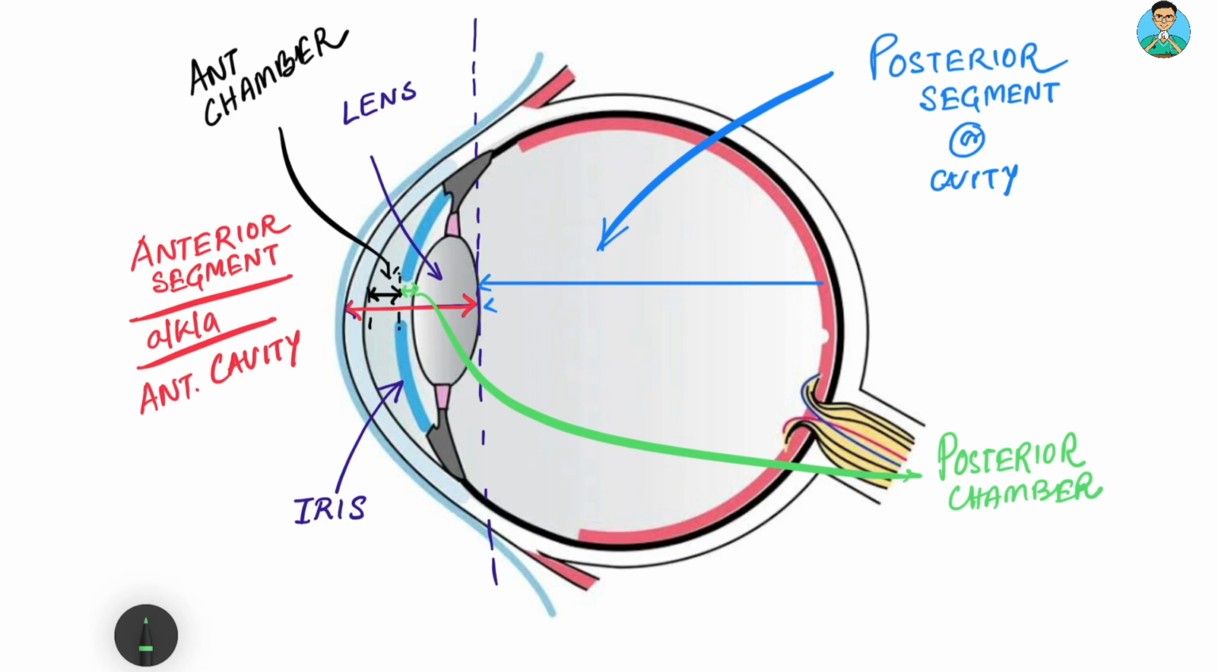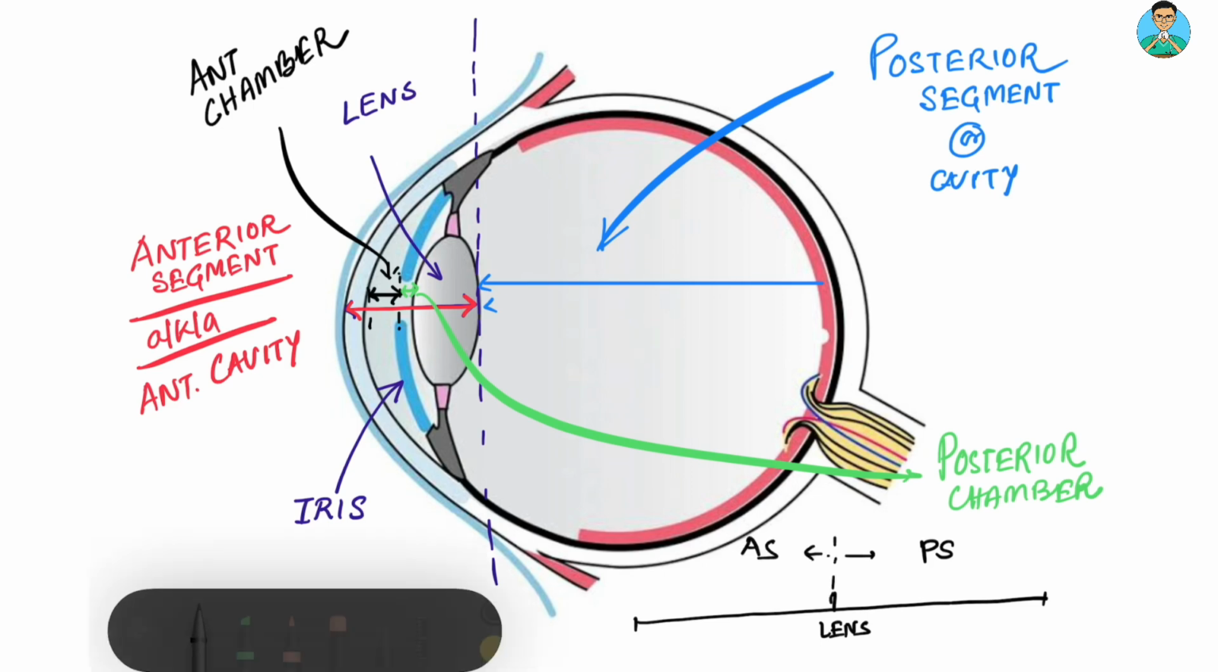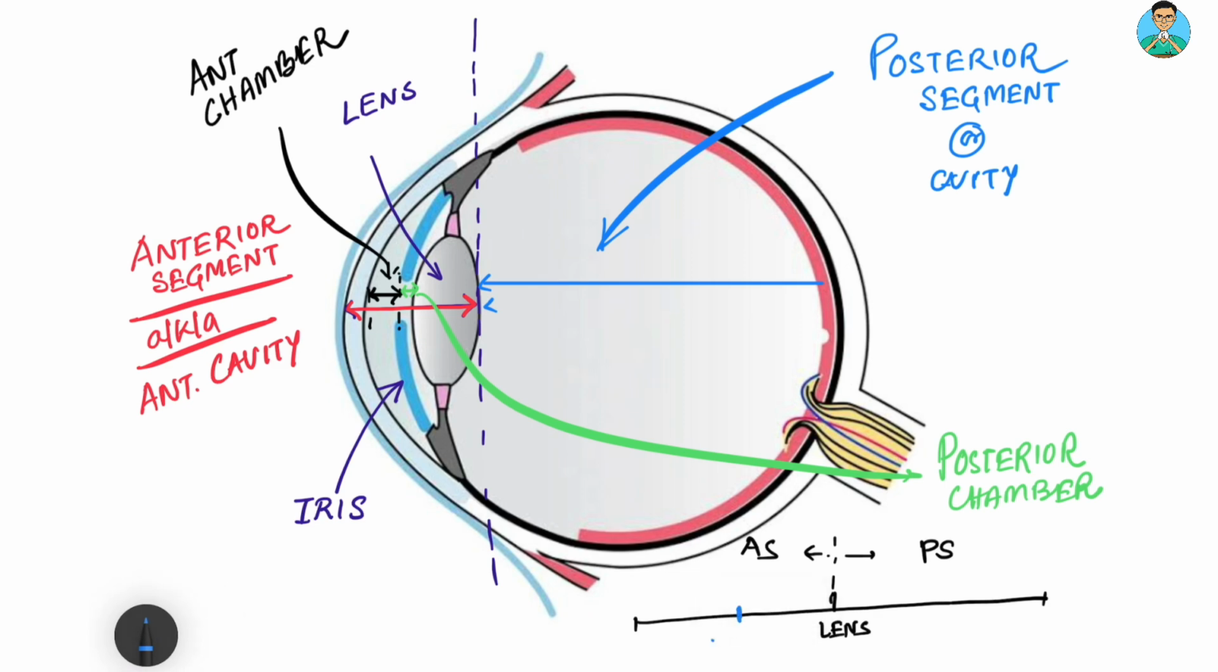Right? So if I try to simplify all this, there is a simple diagram or simple demarcation that will help you. If I draw a straight line and put a lens in the middle, then whatever lies behind the lens is all posterior segment. Whatever lies ahead of the lens is anterior segment. Within the anterior segment, I will have the iris. And whatever lies ahead of the iris is your anterior chamber, and whatever lies posterior to the iris is your posterior chamber.